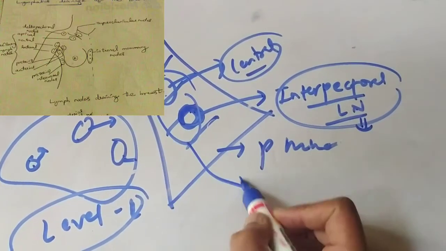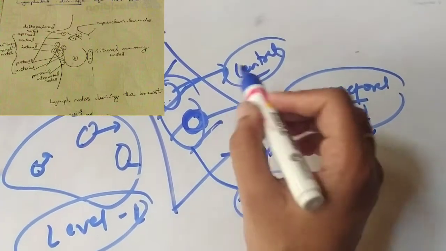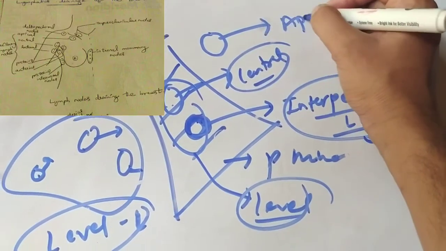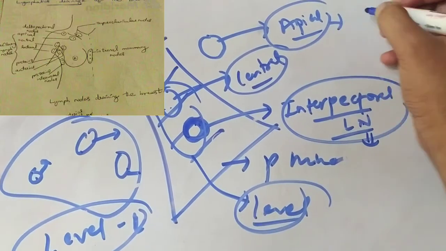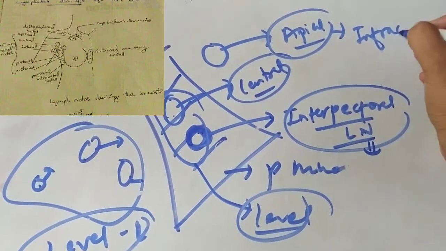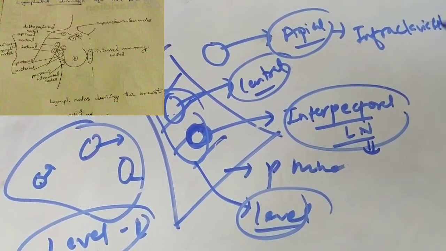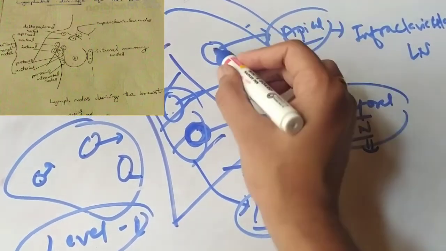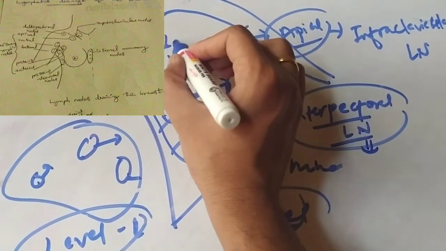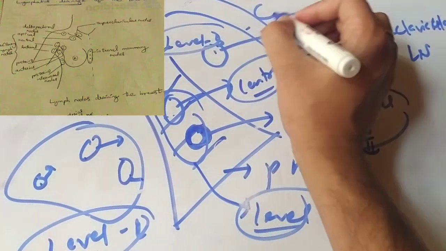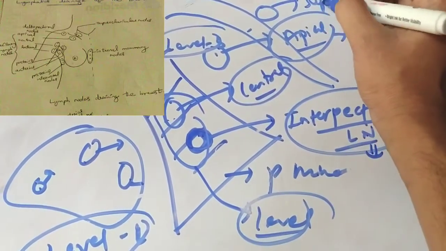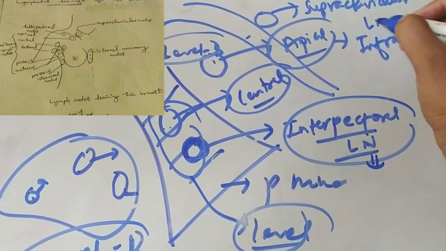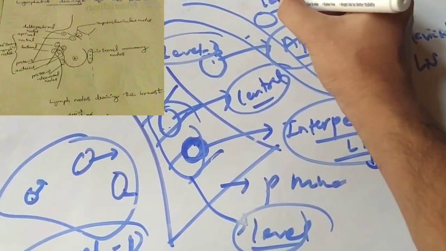So these are level 2, and above the pectoralis minor muscle there is one lymph node that is known as the apical lymph node, and this apical lymph node is also known as the infraclavicular lymph node. Infraclavicular lymph node. So you should just think that here is the clavicle. So below the clavicle there is level 3, and above the clavicle there is one group of lymph nodes, the supraclavicular lymph node, and this is level 4.